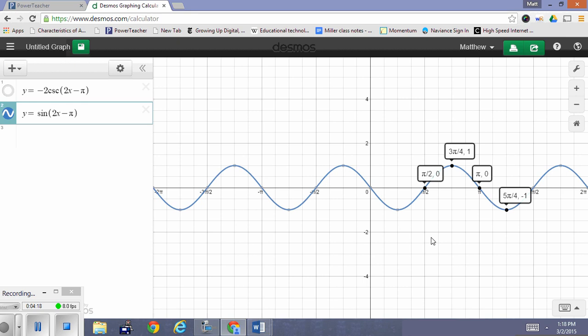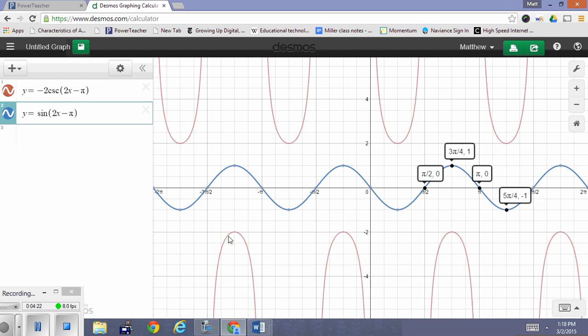Now, what am I doing? My cosecant graph comes in and is graphed now. And as I said, wherever the intercepts of the sine occur is where the asymptotes occur for the cosecant. So there they occur, at pi over 2, 0, negative pi over 2. All values of pi over 2k are where the asymptotes are.